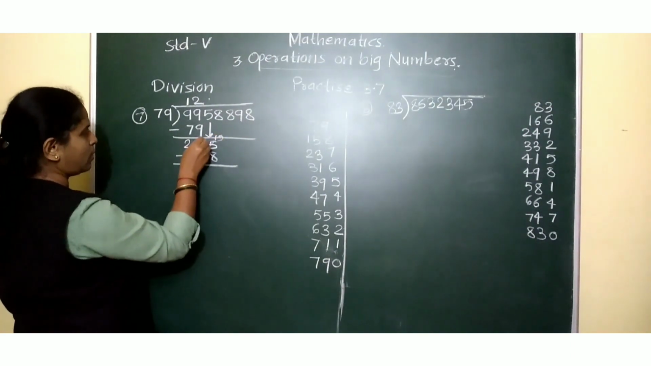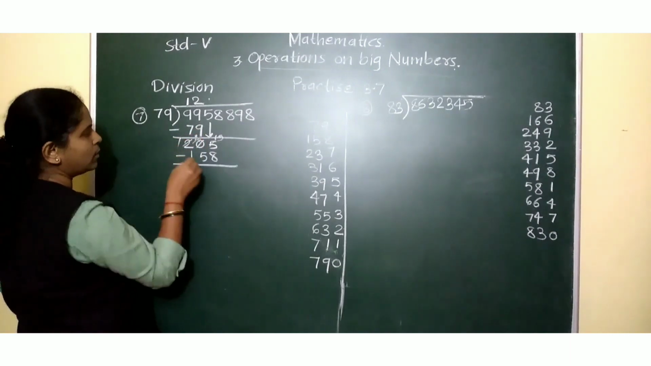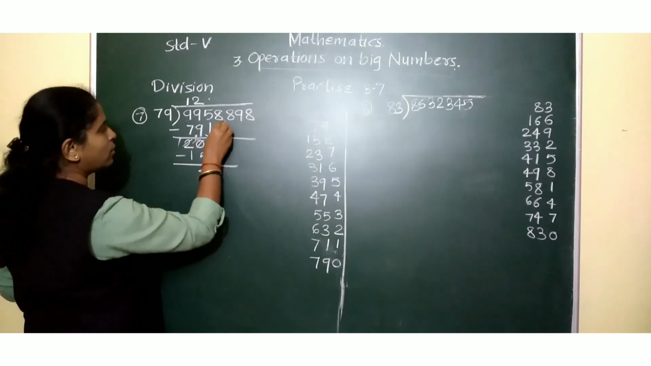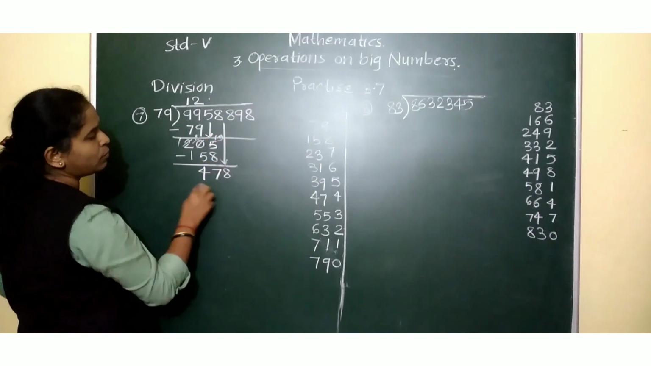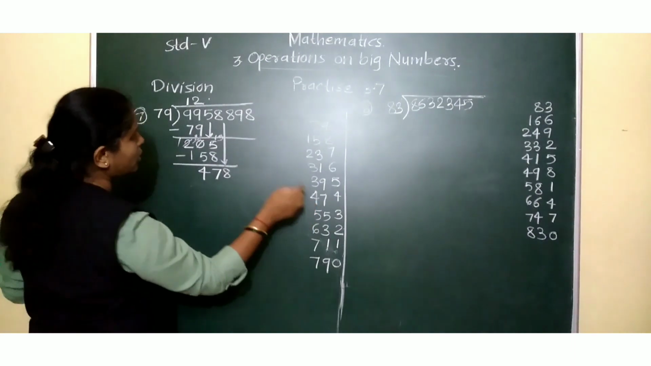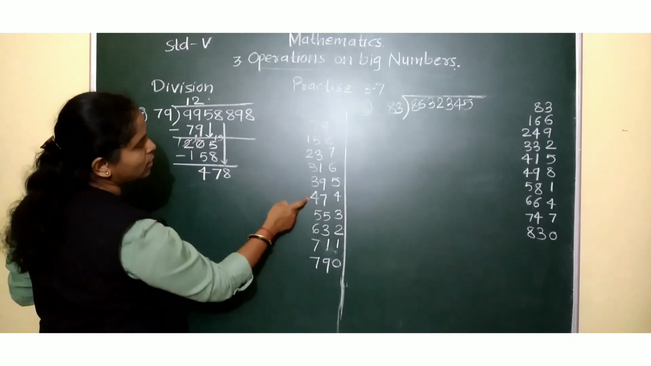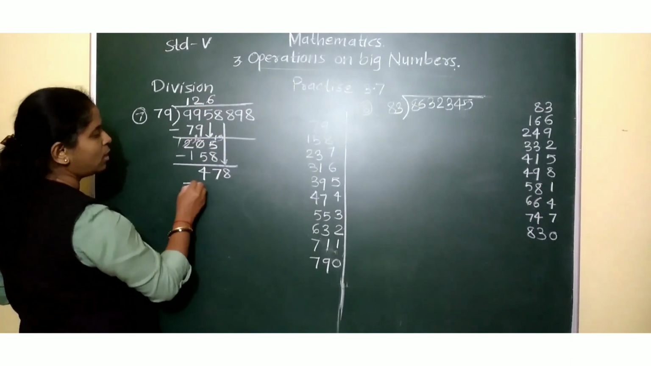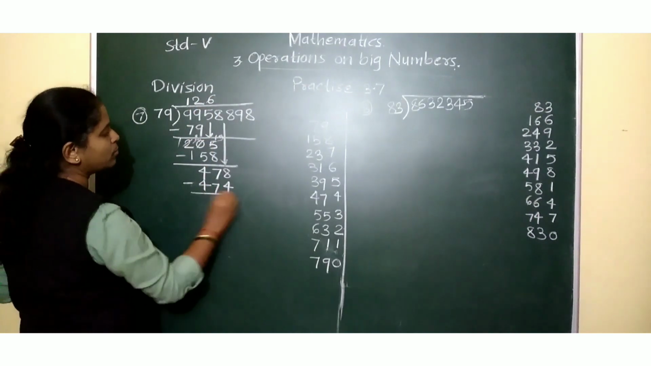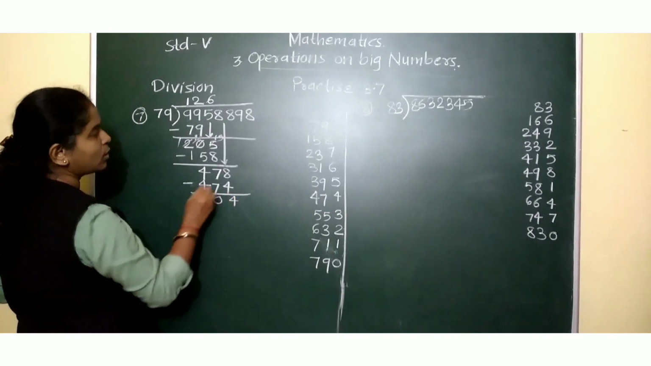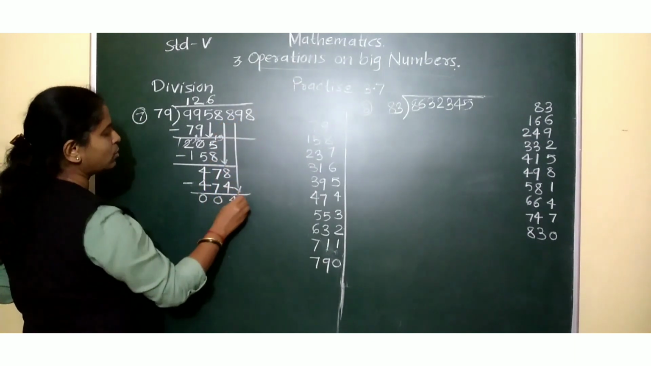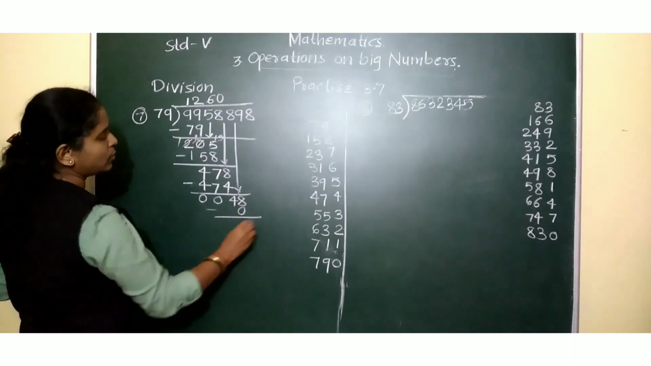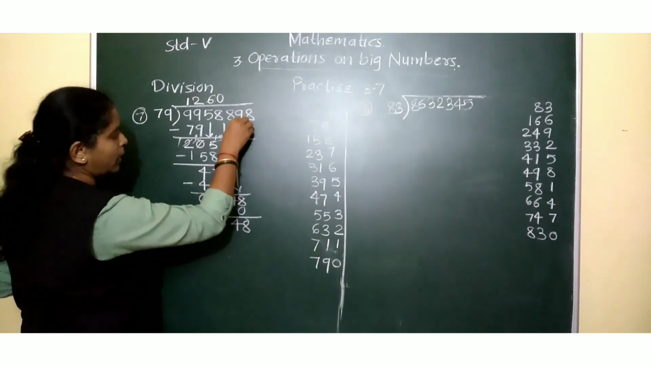79 2s are 158. Here 15 minus 8 is 7. And 9 minus 5 is 4. Take this 8 down. Which number is closer to this? 474. At which place it is? 6th place. Correct? So 79 6s are 474. Take next 8 down. Can we divide this 8 by 79? No. So 0. 48. Take 9 down.